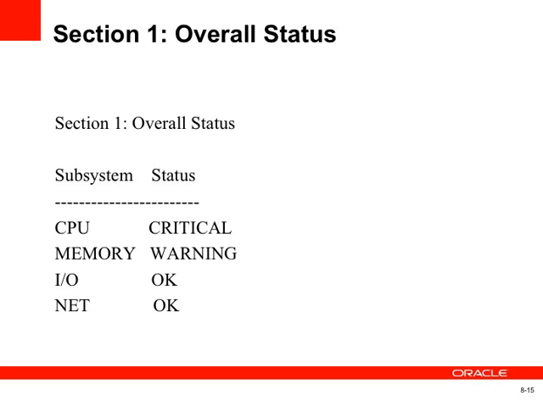This slide depicts the overall subsystem status for the main 4 subsystems. In this example, we see the status of CPU is critical, the status of memory is warning, the status of I/O is OK, and the status of the network is also OK. The following slides will show how to drill down into each of these different subsystems.